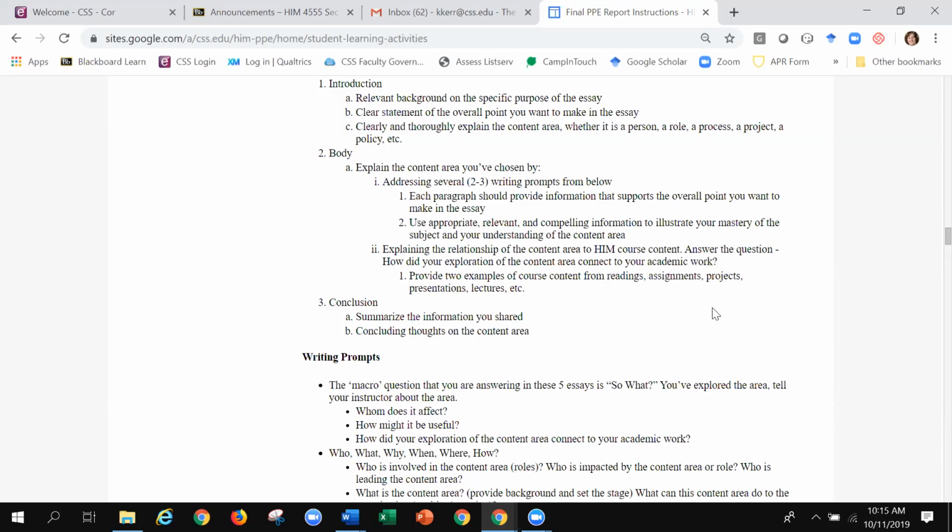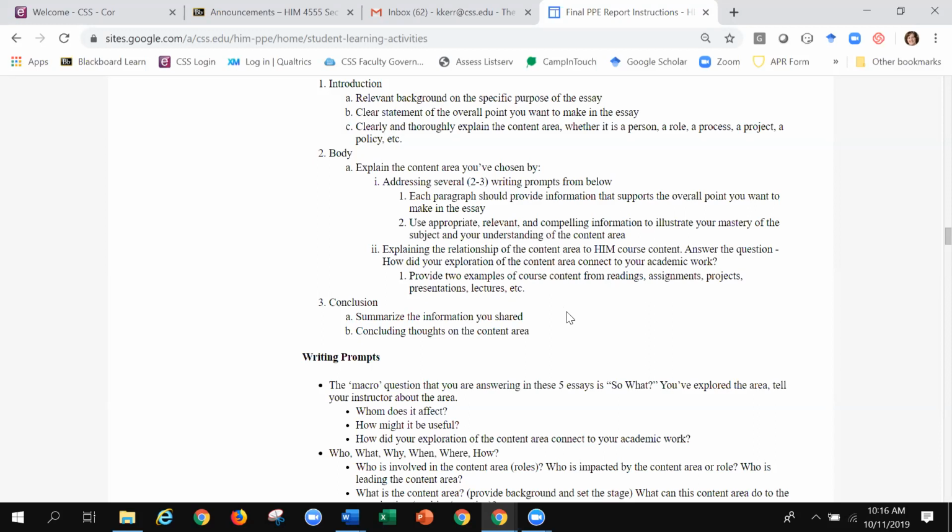All right, so in the body of the essay, you're going to explain the content area you chose by addressing 2 to 3 writing prompts from below. And of course, you can address more if you need to. It's totally up to you, but you must address 2 to 3 of them, okay? Each paragraph should provide information that supports the overall point you want to make in the essay. So back up here to your introduction, keep that in mind. Everything flows back to that.